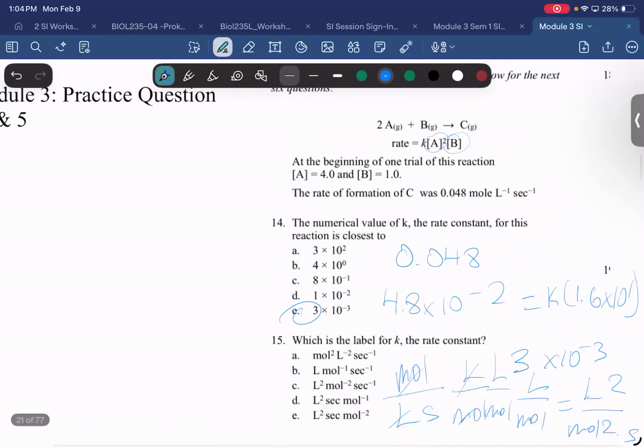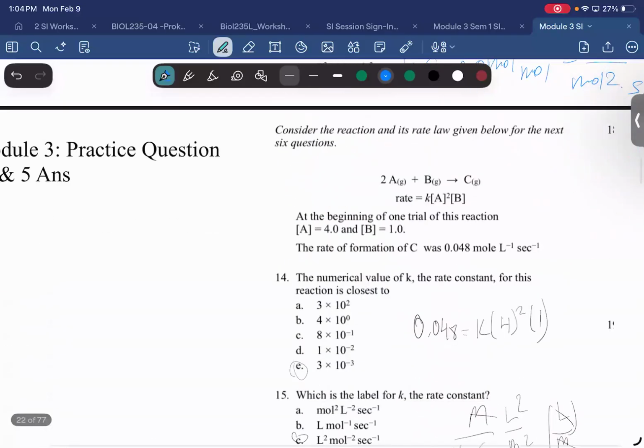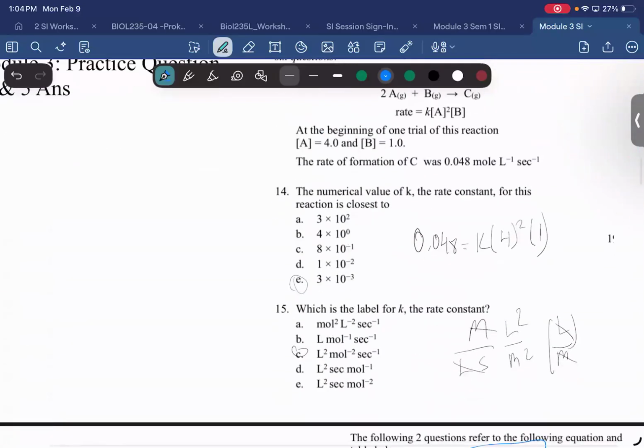Yeah, this came from the reaction rate given. So this is the reaction rate. If you multiply all these things out like that, it looks confusing, but it's actually not. It's pretty fast, right? And then we see that the answer would be C. This is a better way of showing that.